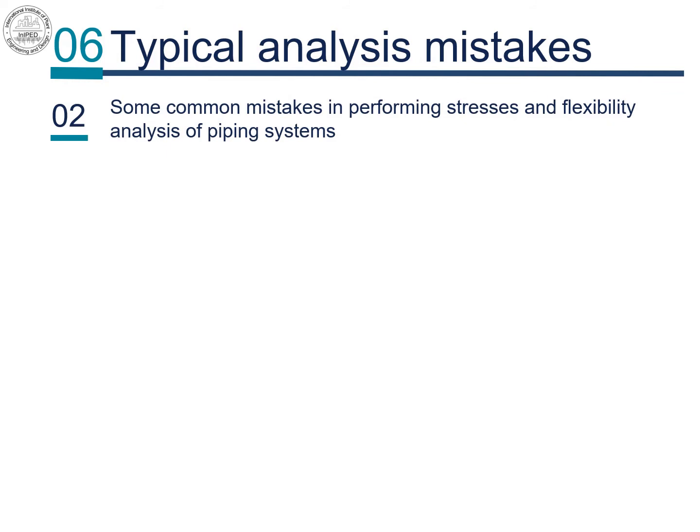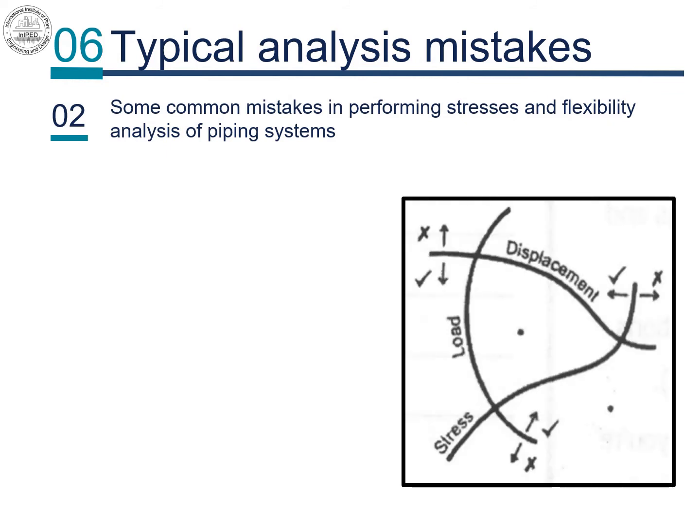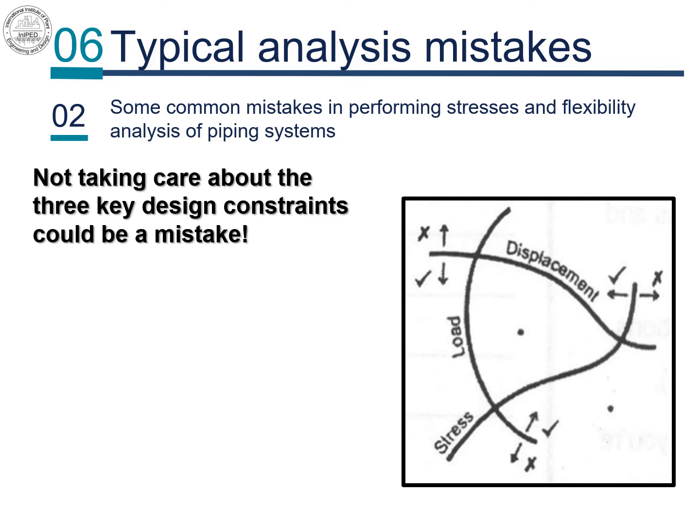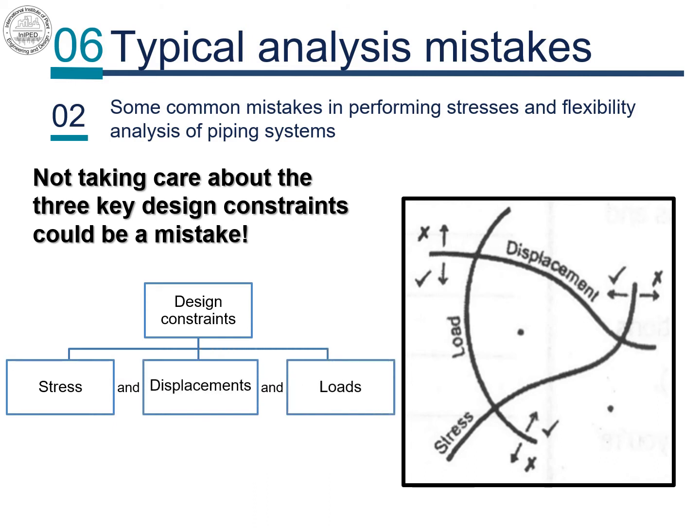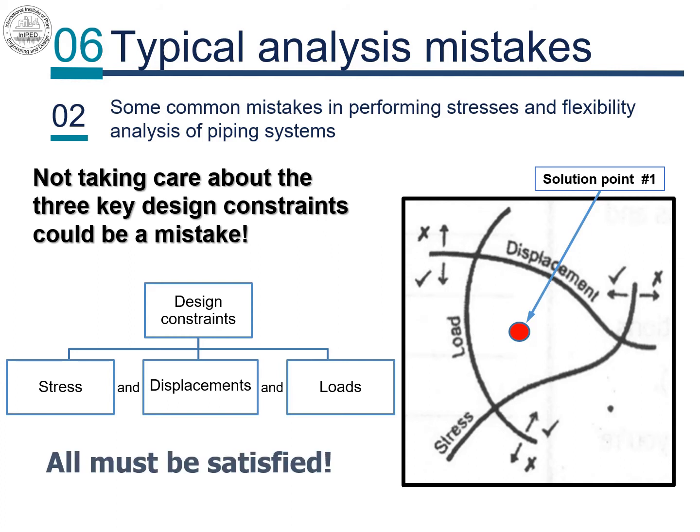As was mentioned earlier, if the stresses are within the allowable limits, that doesn't mean the system is good. It is also important to satisfy other requirements. Not taking care of the three key design constraints could be a mistake. Important to remember is that as a minimum the following three constraints need to be satisfied: stresses, movements of the pipe (displacements), and load on terminals of equipment (loads). Until all of these criteria have been satisfied, the analysis has not passed and is prone to be classified as failed. And this is also indicated by the fact that the solution point falls outside of the solution triangle.